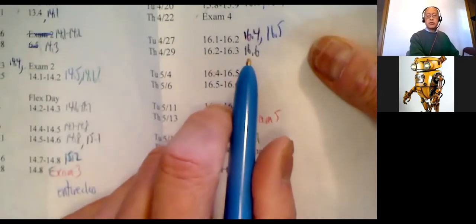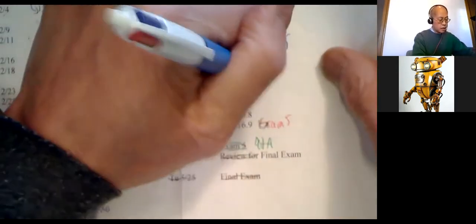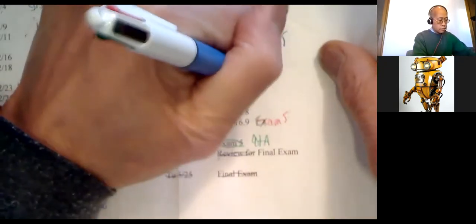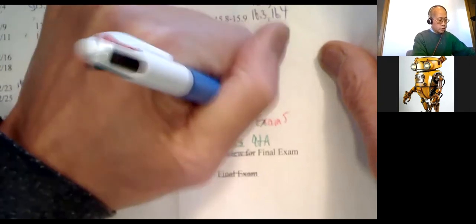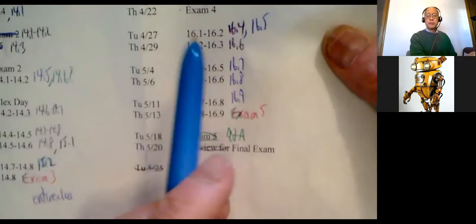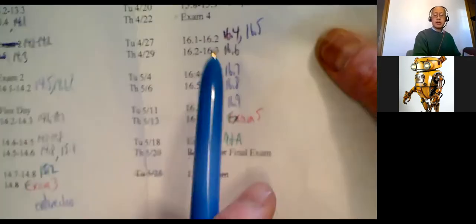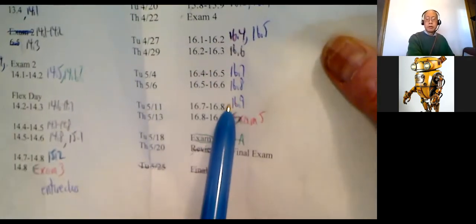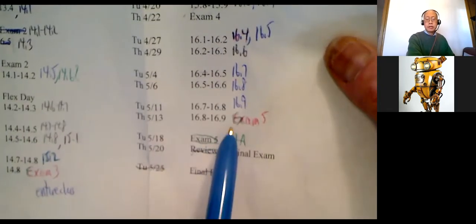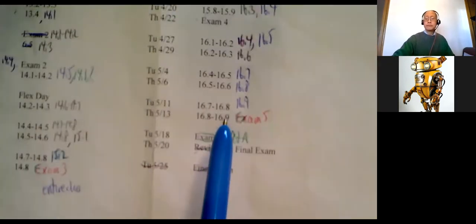Okay, so we're up to 16.6. Game plan for now: if I do one section a day, 16.7, if I can get my pen to work, 16.8, 16.9. So I'm going to put that down as a game plan for now. One section a day, 16.6, 7, 8, and 9. If something goes wrong and I take too long, I'll push the exam back to Tuesday the 18th, but I'm going to aim for the 13th for the last regular exam, okay?